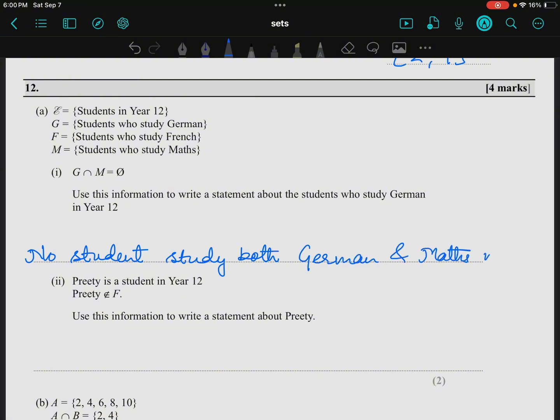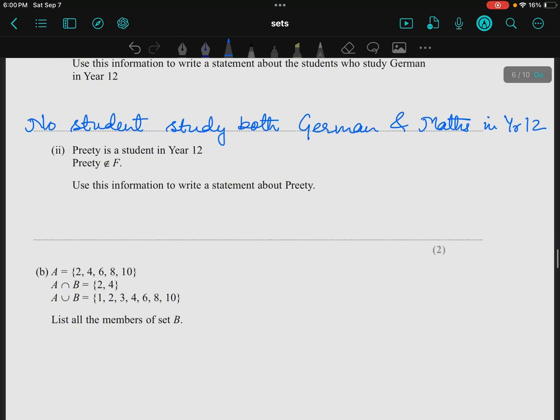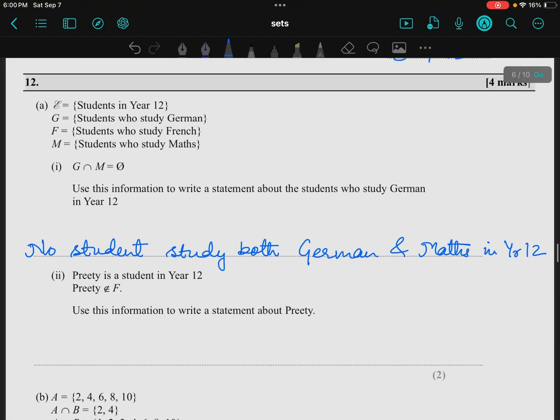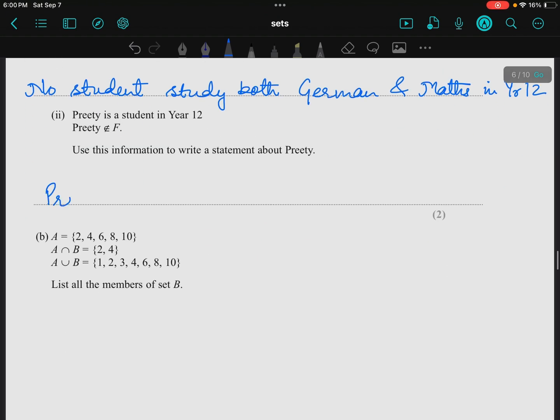Now part 2. Preeti is a student in year 12. Preeti does not belong to F. Use this information to write a statement about Preeti. That means Preeti is not in French. Preeti does not study French.